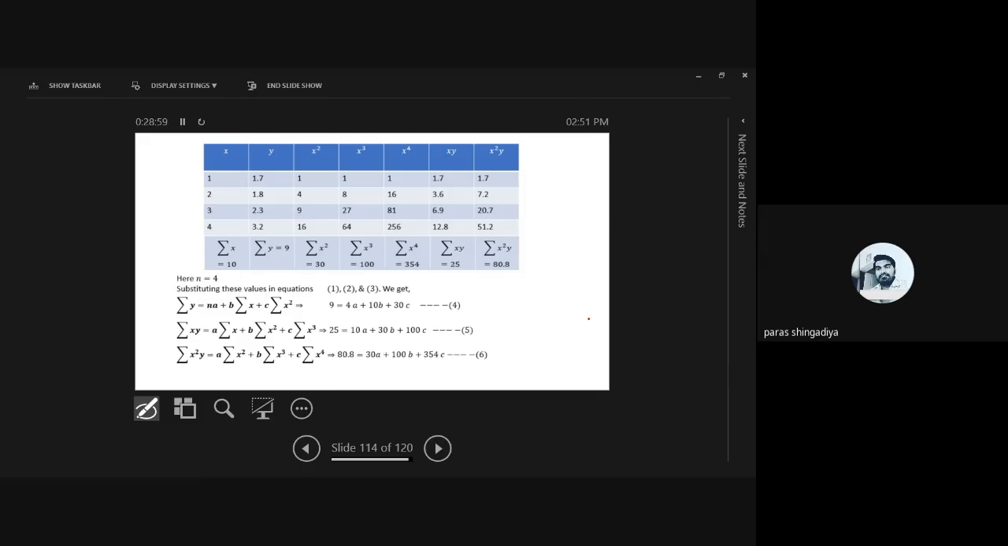Clear? Now check the system. How many equations are there? 3 equations. How many unknowns?